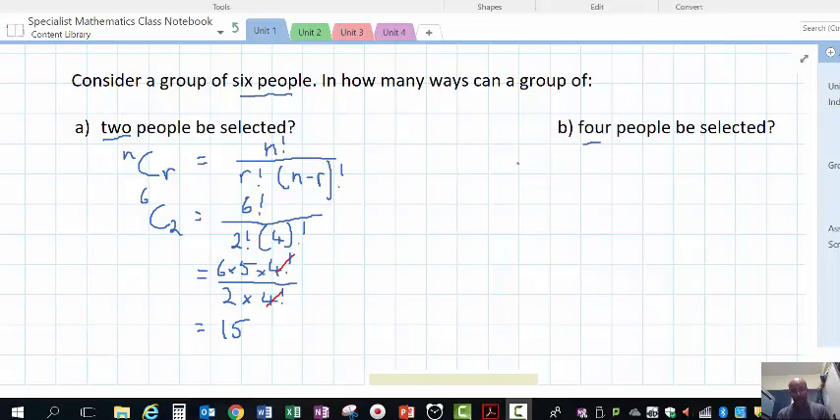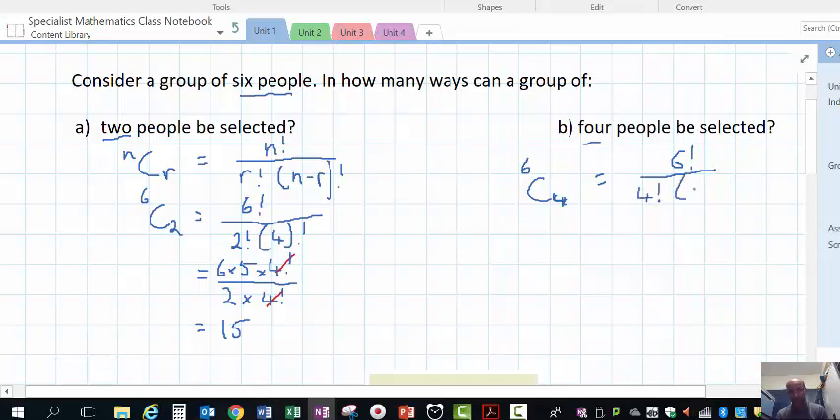How about if we look at 4 people selected? So that would be 6C4, and subbing in everything as usual. And this time we've got 6 minus 4, which makes 2 factorial in the brackets there. If we crunch that, you can pause and try it yourself, you get 15 as well. Coincidence?